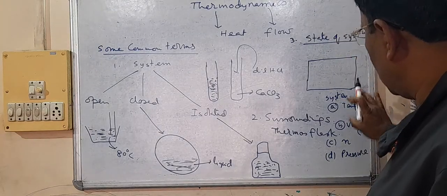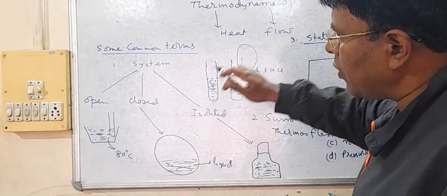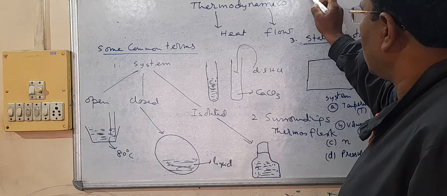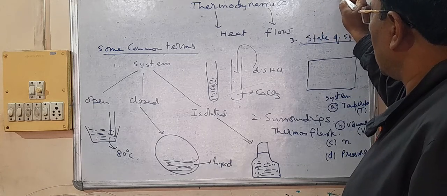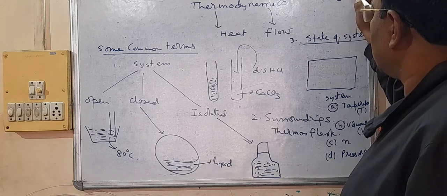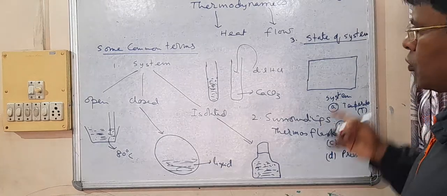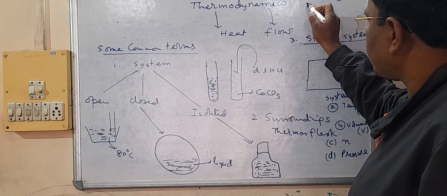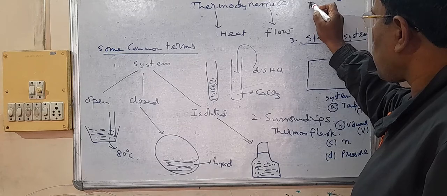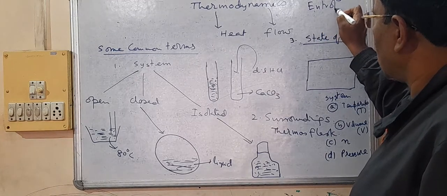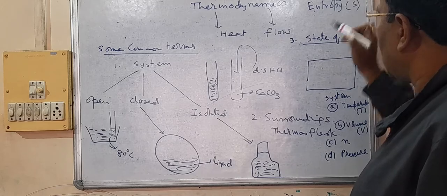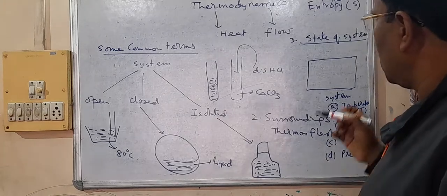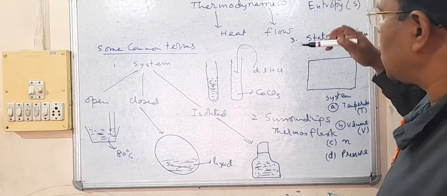This all you know, but some more things which are very important will come in this chapter. Say the enthalpy, whose symbol is H. Okay, we have to know the enthalpy of the system. Then say entropy, whose symbol is S. We have to know the entropy of the system. So all these things we will know the definition.